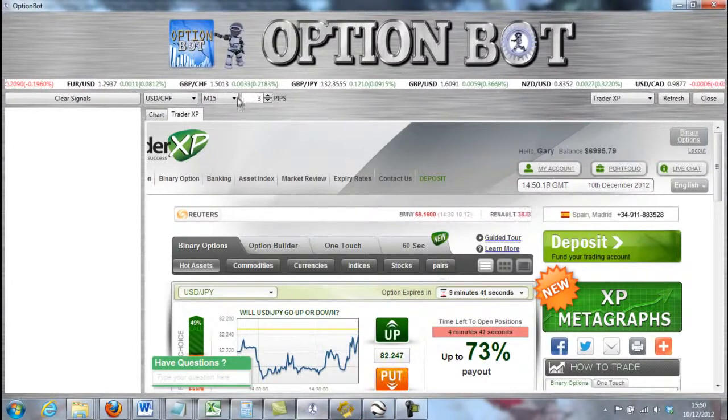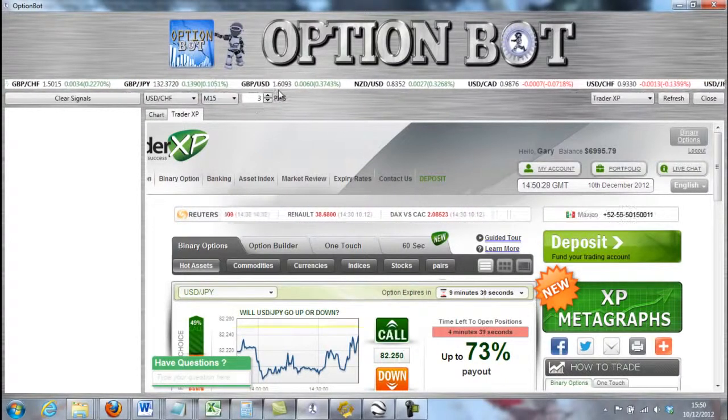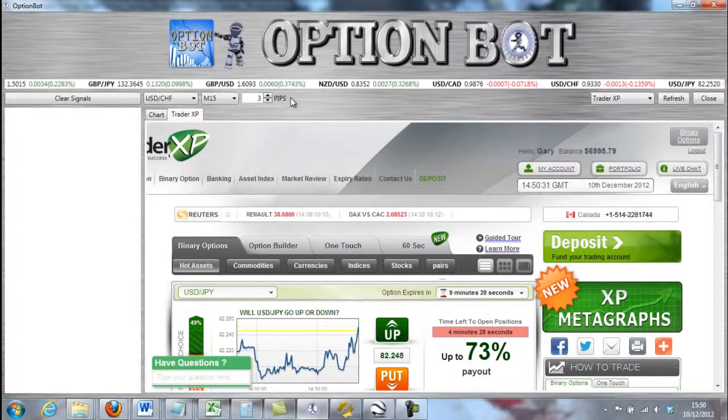But basically, what OptionBot tells me to do is the default settings on their video. It says M15, which means the last 15 minutes. So basically, it's analysing the last 15 minutes. What it's looking for is a 3-pip movement within 15 minutes. Now, they say that a 3-pip movement is quite a large movement. Well, it's not really a large movement in currency. However, in the last 15 minutes, if something's gone up or down by 3 pips, it indicates that something's on the move. So from that point of view, it is a fairly sizable movement.